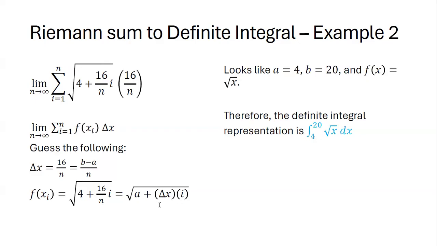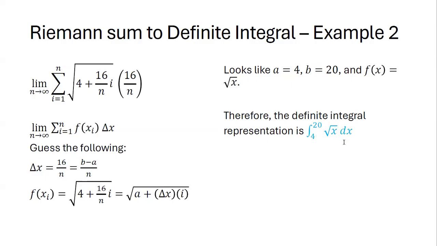Okay, so if we let a be 4 to make our life easy, then that means if a is 4, what minus 4 is equal to 16? That is 20, so b would be 20, okay? And therefore, our f of x is square root of x. It would work out, okay? Therefore, we have all the pieces now. We can write the definite integral from 4 to 20 of square root of x dx.